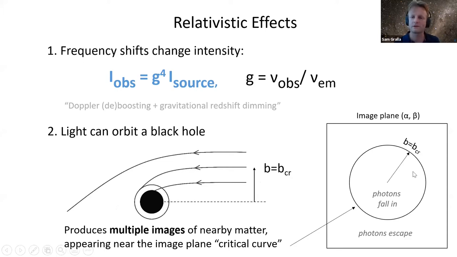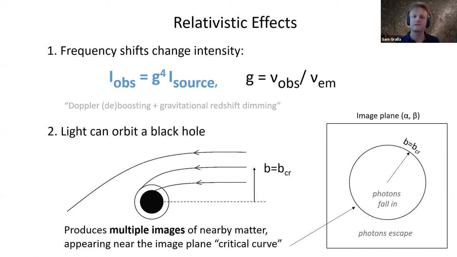Okay, and so there's a critical curve, and I should have referenced Bardeen in his seminal paper for first discussing this critical curve in generality, inside of which the photons will fall in and outside of which the photons will deflect.